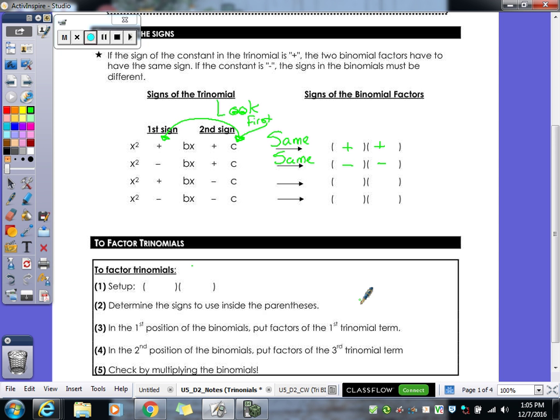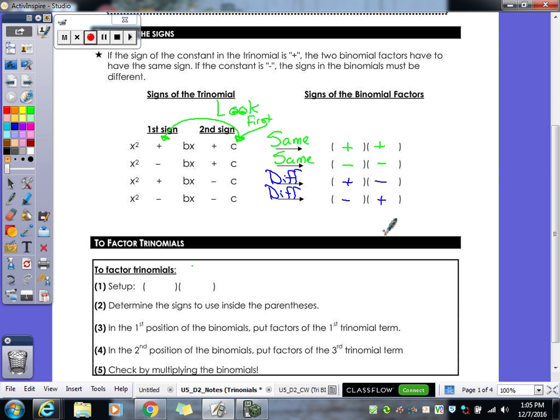Okay? Now, if the second sign is minus, then our signs are going to be different. Just abbreviate the word different here. What does that mean? That means one's going to be plus, one's going to be minus. I'm not sure which one is going to be which. I just have to check it. And they said that in the song there too, how to check it. We're going to do the big smile, little smile to check to make sure that we have the signs right.